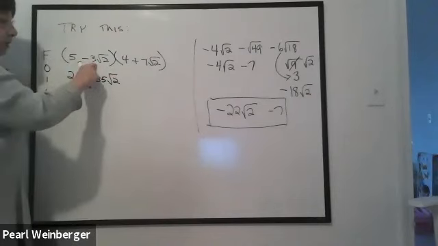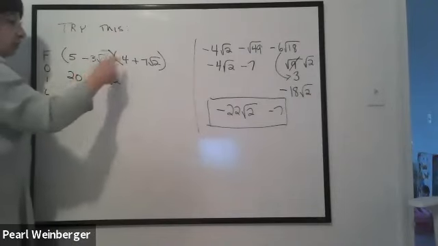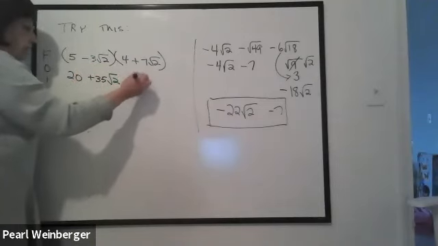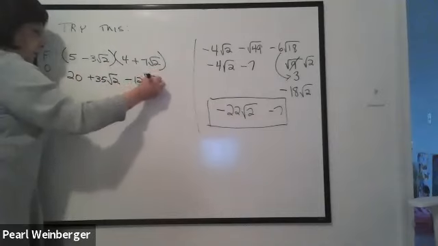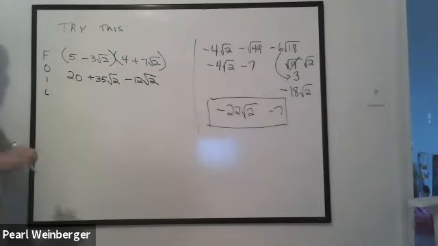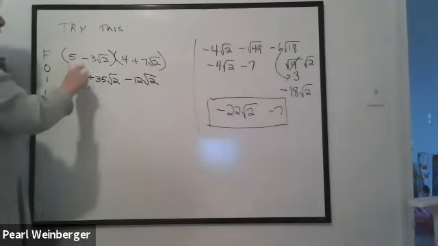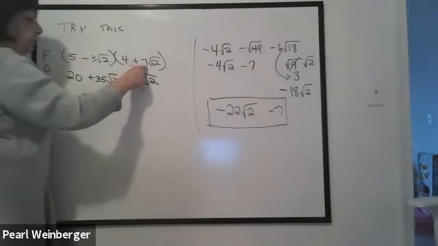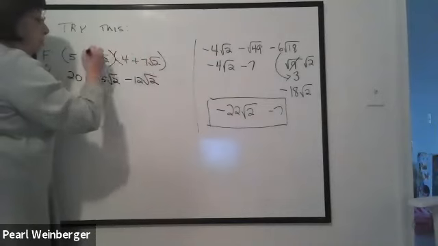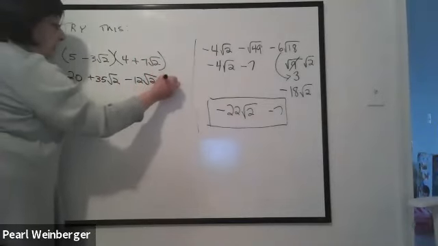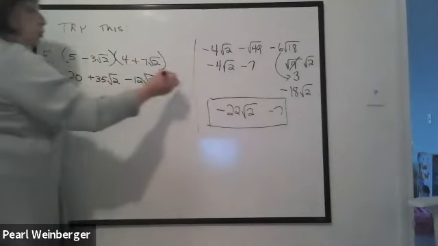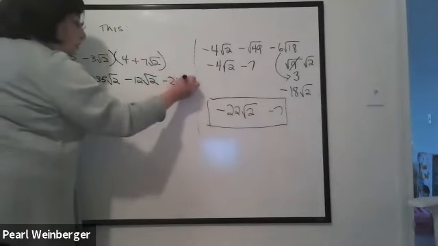Then I do inner, negative 3 radical 2 times 4. So the negative 3 and the 4 can be multiplied together, which will give me negative 12, and bring across the radical 2. And finally, we have last, negative 3 radical 2 times positive 7 radical 2. So the negative 3 times the 7 is negative 21. And radical 2 times radical 2 gives us just plain 2.